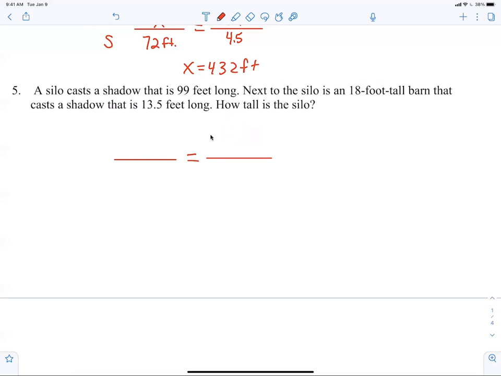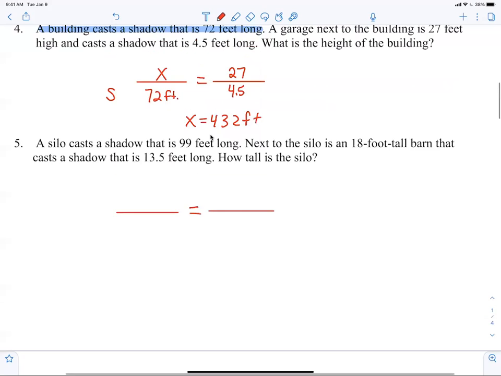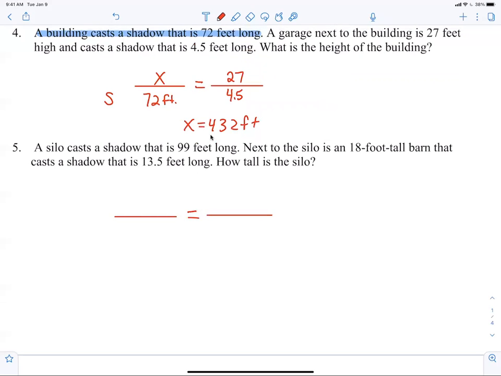What are we going to represent with that height? Since we don't know it, what letter do we use? Yeah, X. Or I mean, it can be S, but I don't like writing S. You see what I'm saying?